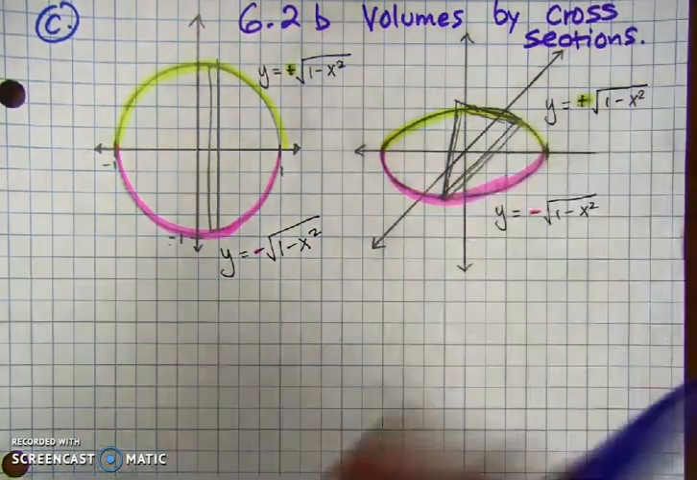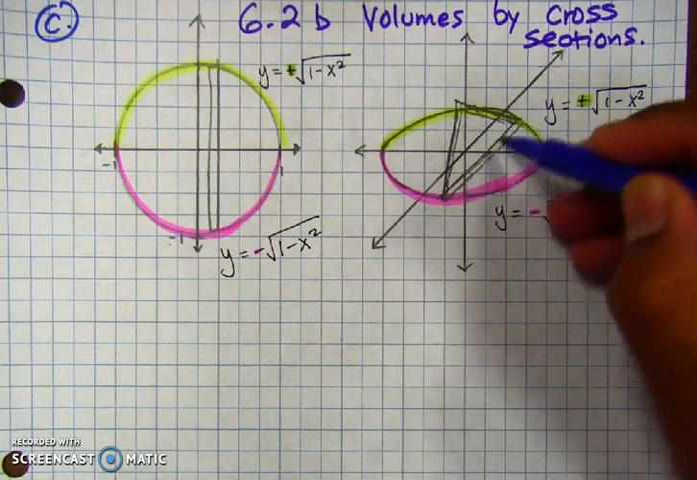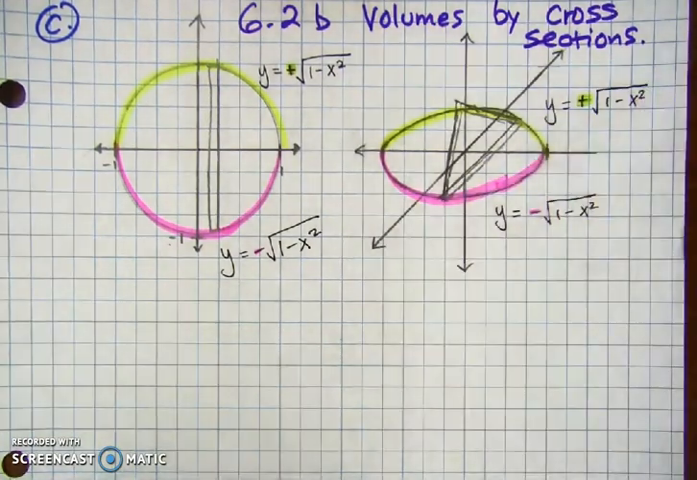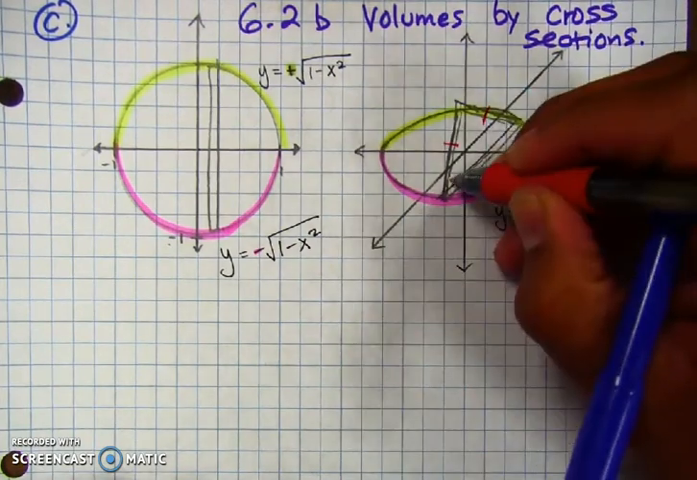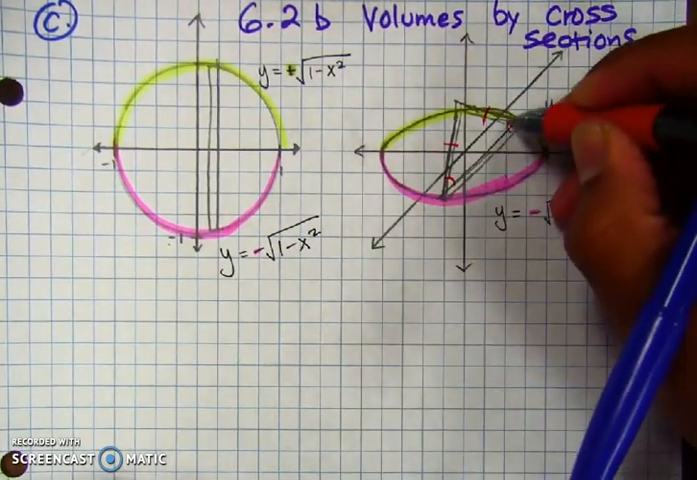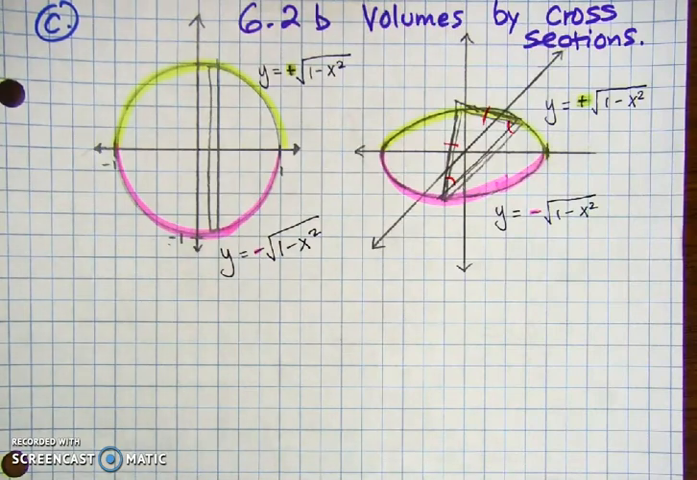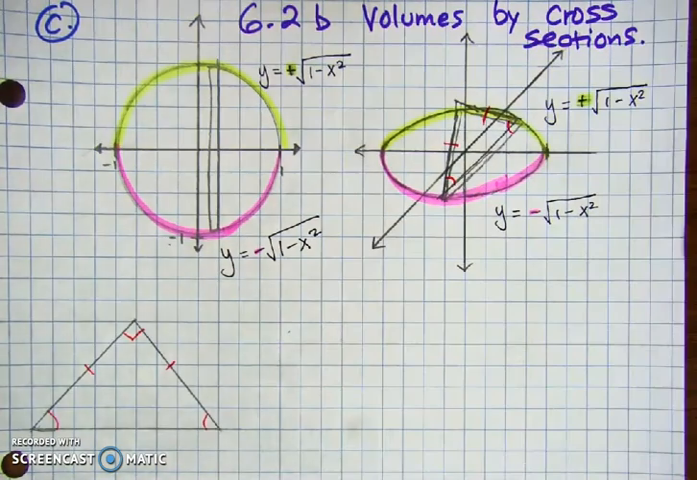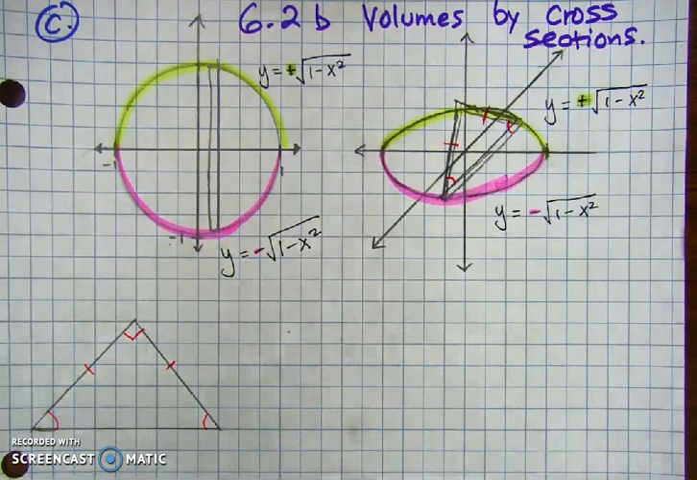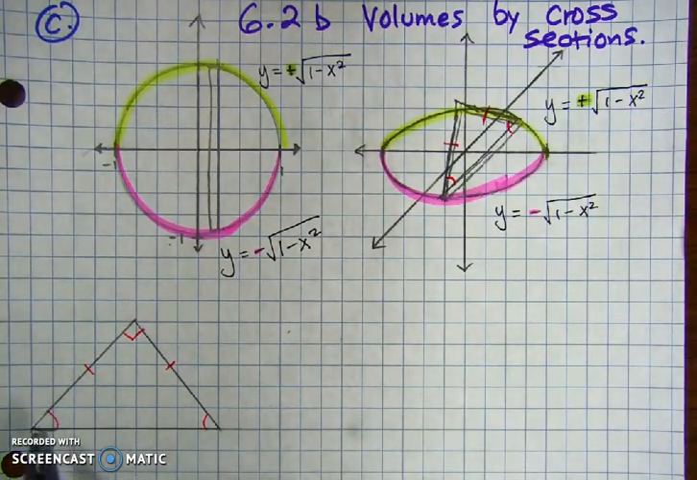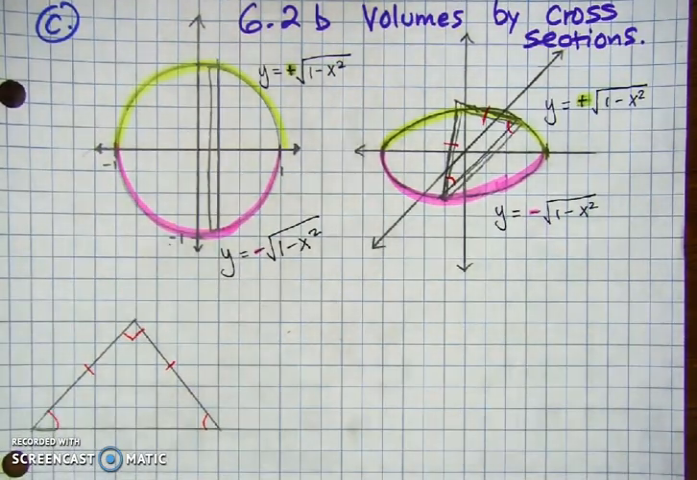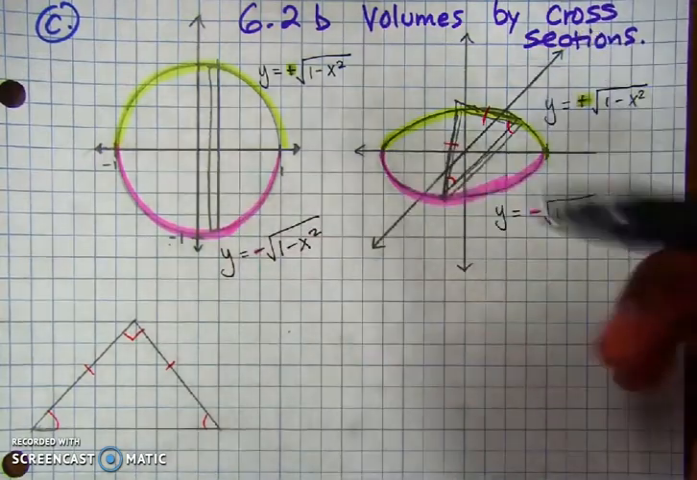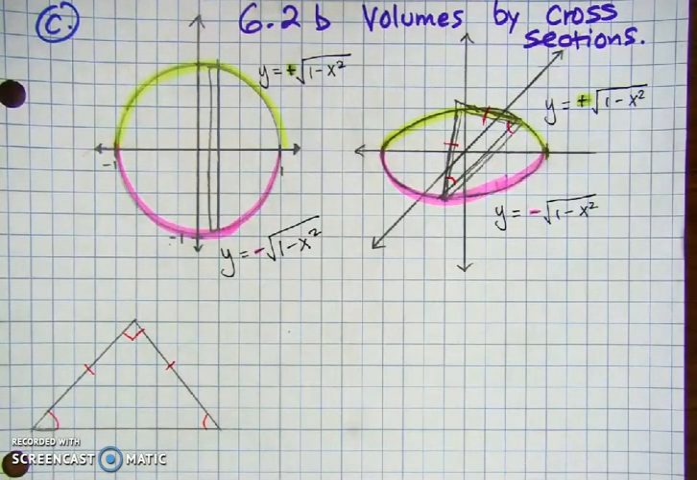So in these isosceles right triangles, we have the congruent sides here and the congruent angles here. And the hypotenuse is on the base. So if we look at the isosceles right triangle in 2D, we have the base angles are congruent, the two legs are congruent, and we have a 90-degree angle.